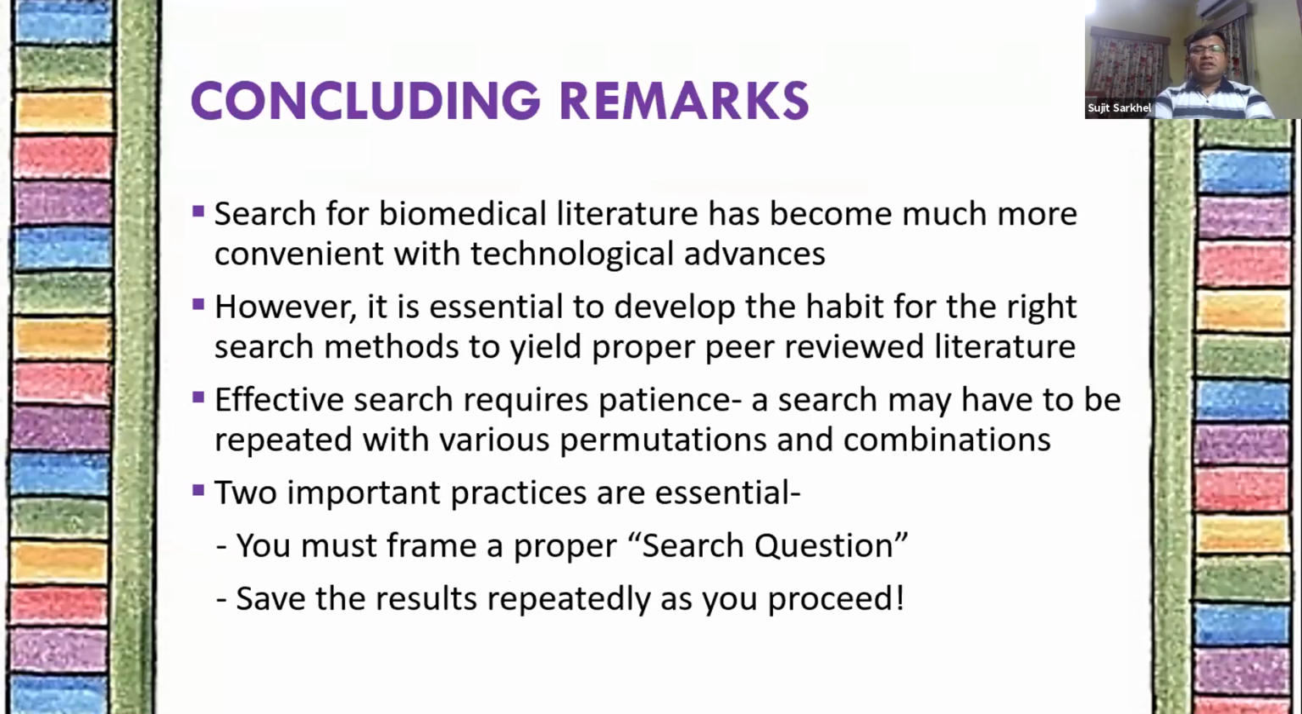So, concluding: search for biomedical literature has become much more convenient with technological advances. However, it is essential to develop the habit for the right search methods to yield proper peer-reviewed literature. Effective search requires patience. Our search may have to be repeated with various permutations and combinations.